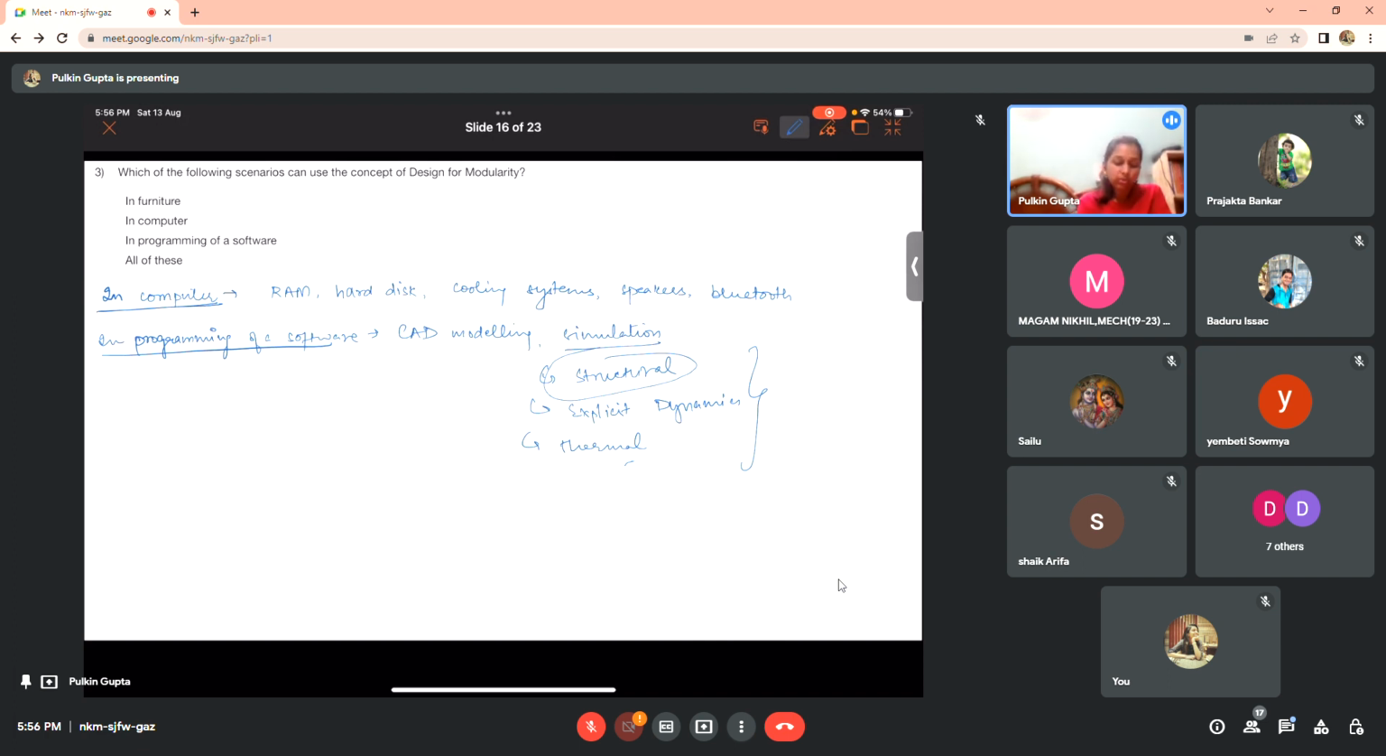Now in furniture as well, we are having modular furniture, as you might have heard. We can just extend the dimensions of, say, the table as per our needs. We can extend the length of the table as per our need, or we have sofa cum beds, so we can use them as sofas or beds. They are different modules. So the correct answer is all of these.